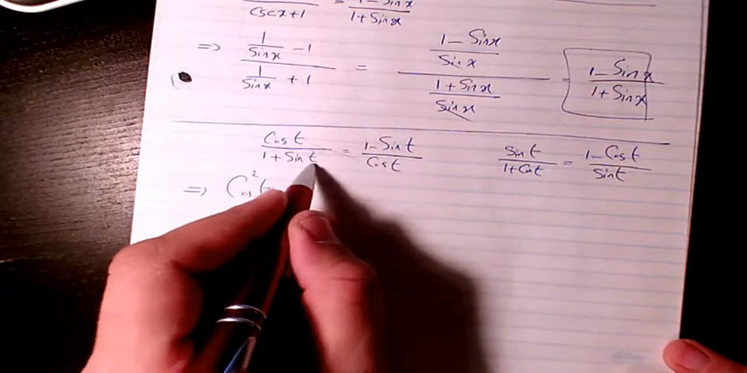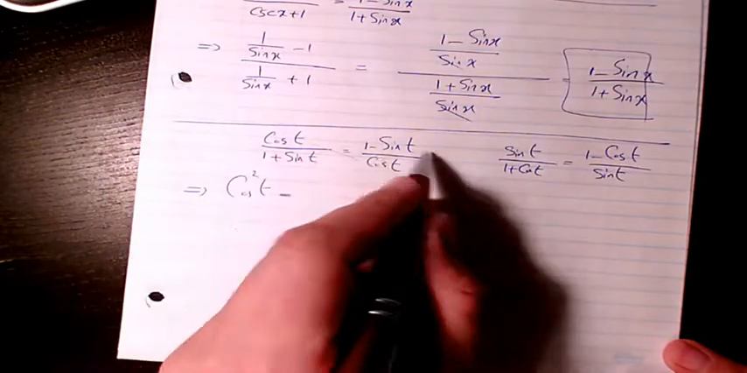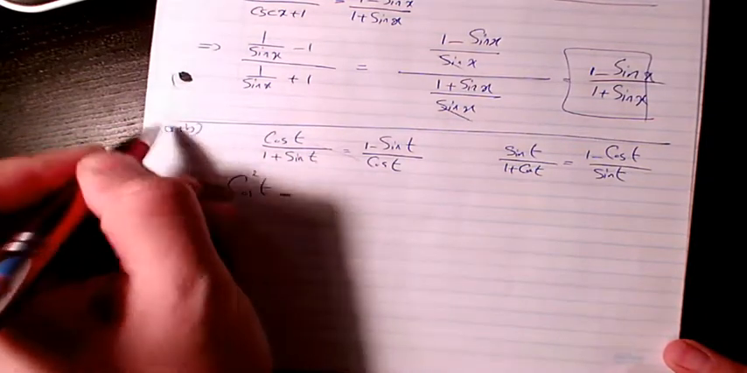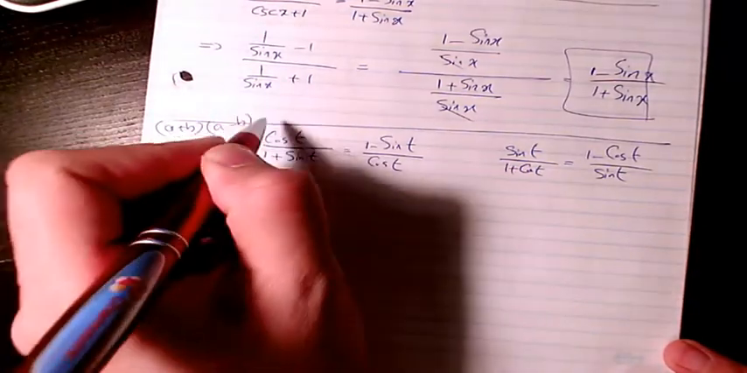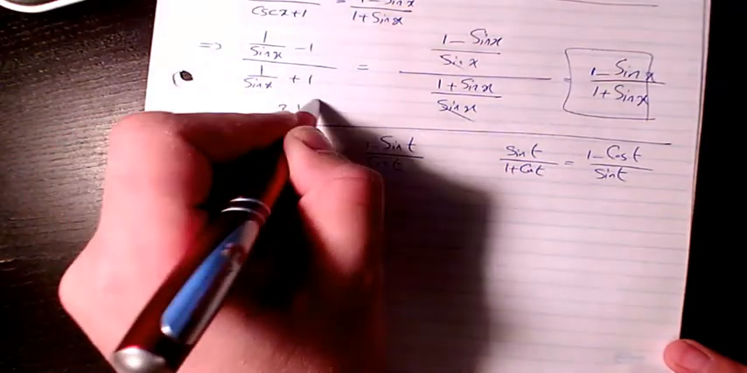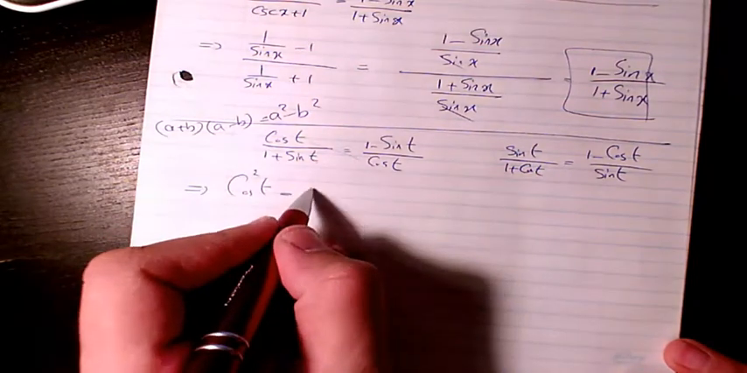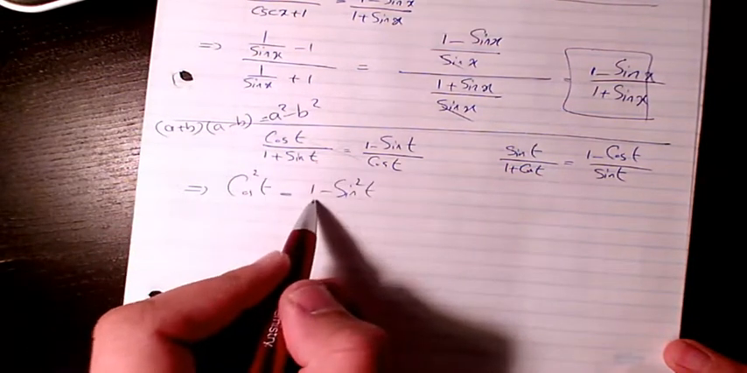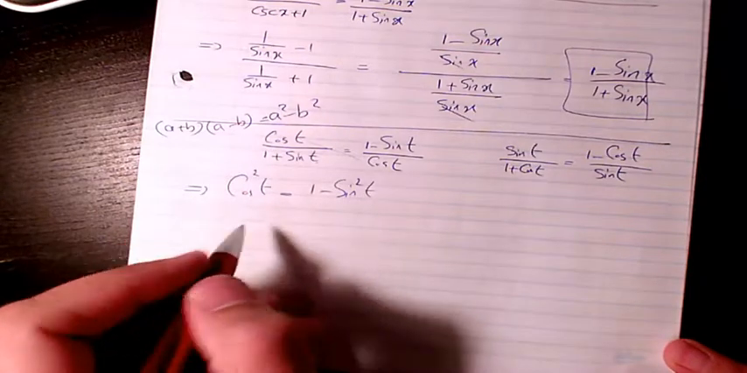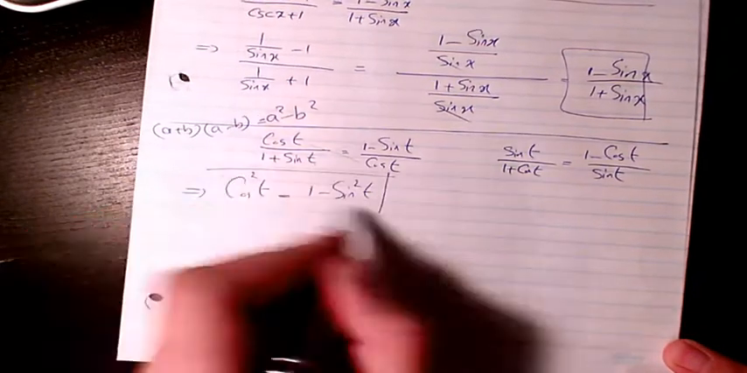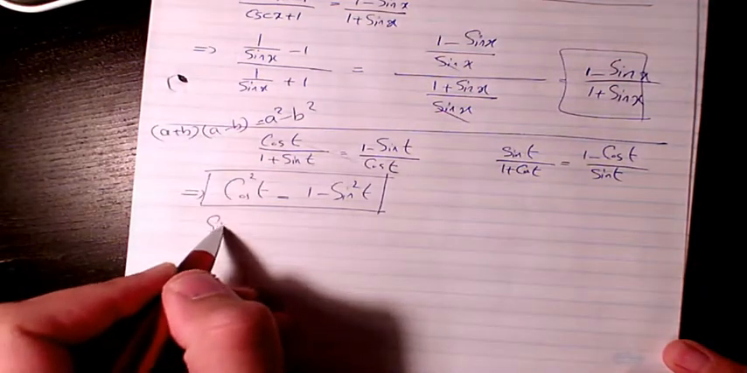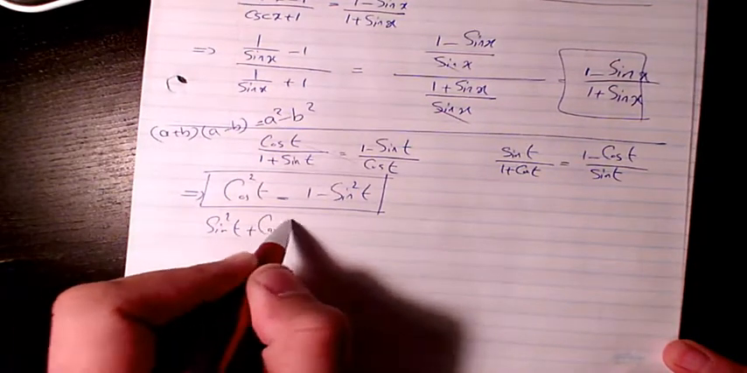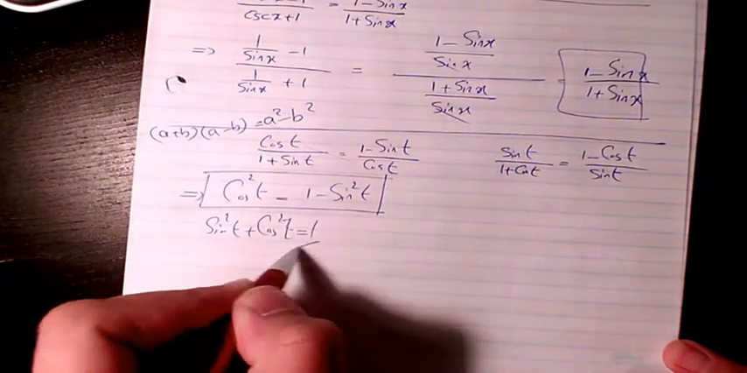This one is going to be 1 plus sine t times 1 minus sine t. We know a plus b times a minus b will be equal to a squared minus b squared. That's the difference of squares. I talked about it many times. So we will have 1 minus sine squared t. So that's proven because we know sine squared t plus cosine squared t equals 1.